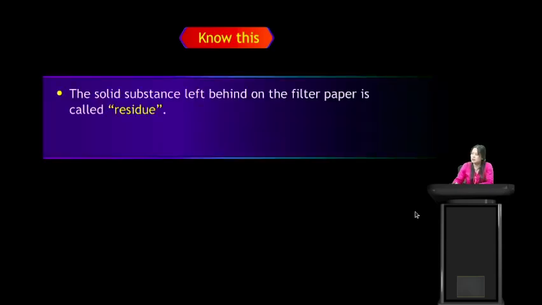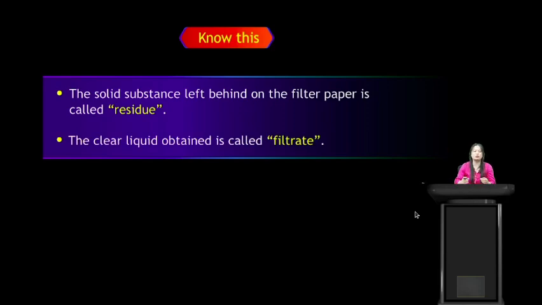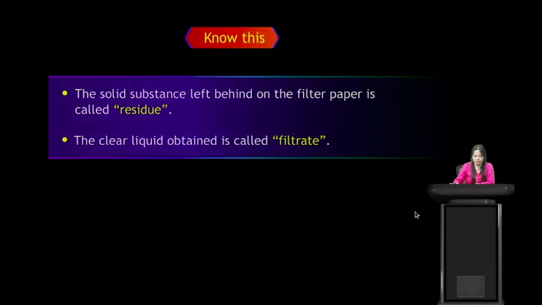The solid substance left behind on the filter paper is called residue, and the clear liquid obtained is called filtrate. So when you do filtration to separate the particles of suspension, the solid substance which is left on the filter paper is called residue, remember this term, and the clear liquid obtained is called filtrate.